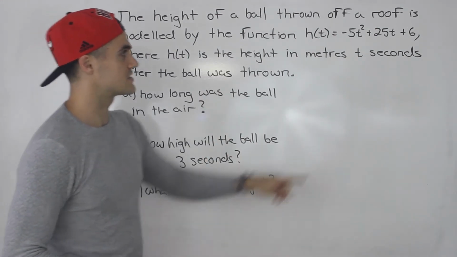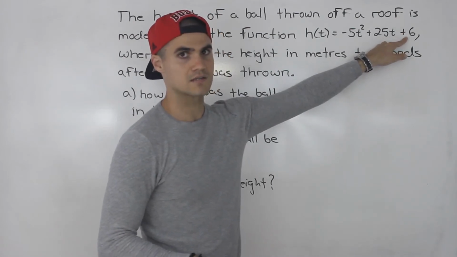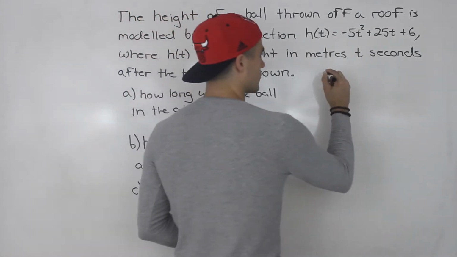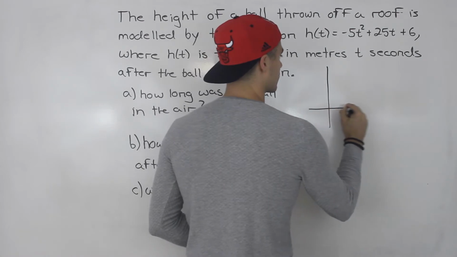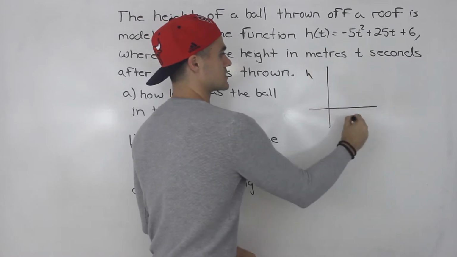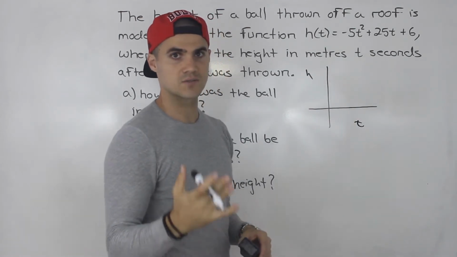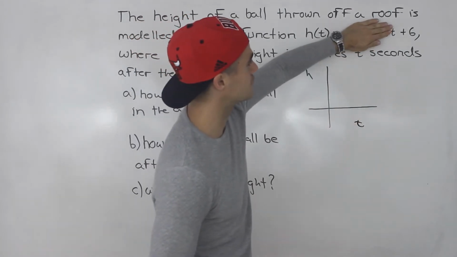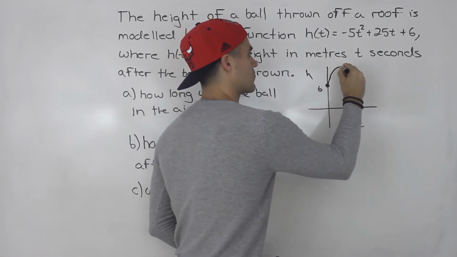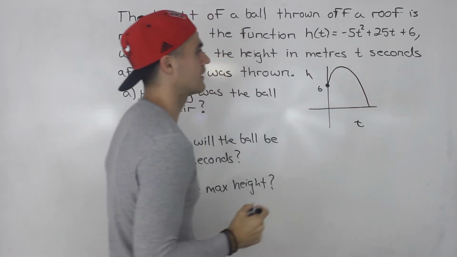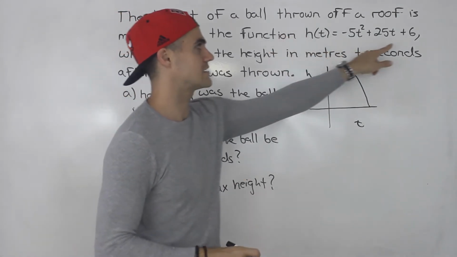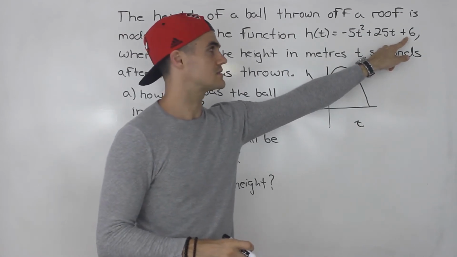And notice that there's a c value here, which makes sense because the ball is thrown off a roof. So if we draw somewhat of a diagram for this, this is h here, this is t. When the time is zero, that's when the ball is being thrown off the roof. Plug in zero for t, we get 6, which is here. So basically the ball is going to be thrown up and then it's going to come back down like that. That's how this quadratic is going to look. Because it's thrown off a roof, it makes sense that that c value is 6 there.